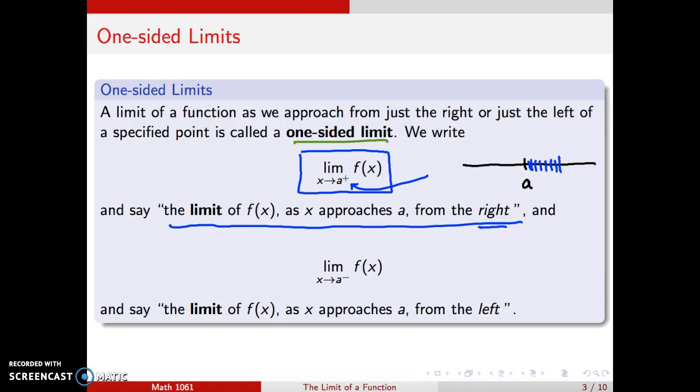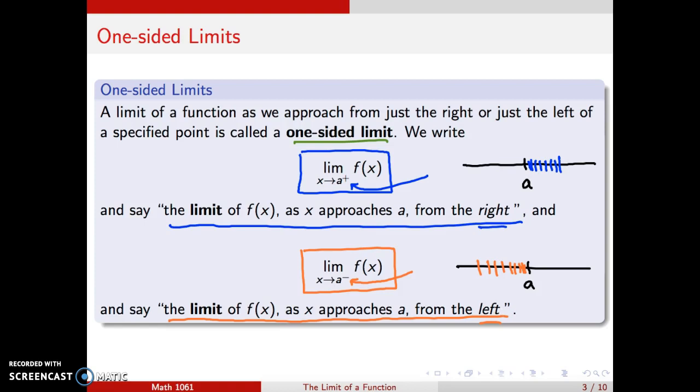Similar situation. Again, notice, it's really easy to overlook this, but we want to notice that superscript. And again, we're seeing what happens to the function as we get closer and closer to this input, but now with the minus, we think, well, it's a little bit less than a, so we're out here getting closer and closer, but only looking at what happens on that side. So that would be a limit as we approach from the left.